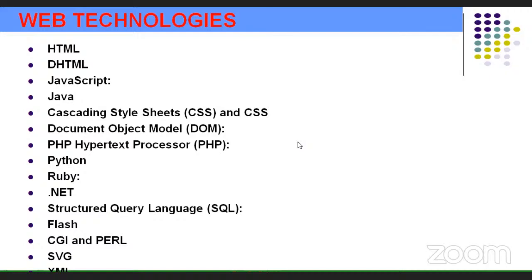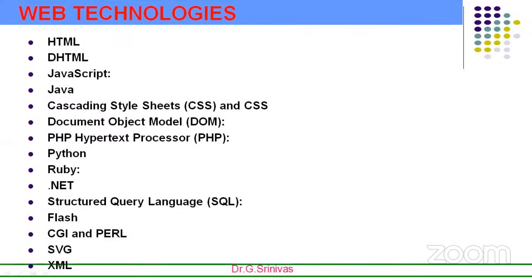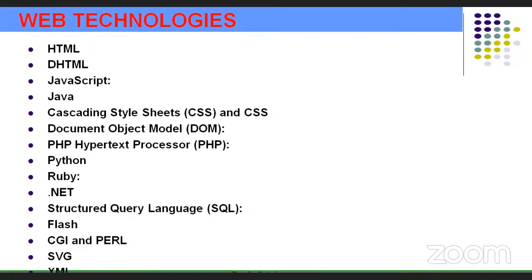And the next one is Java. Java is a programming language. We can say it is an object-oriented programming language. It was developed by Sun Microsystems, and a person named James Gosling developed Java. So by using Java, we can develop internet applications.